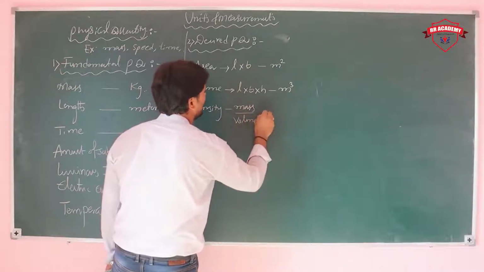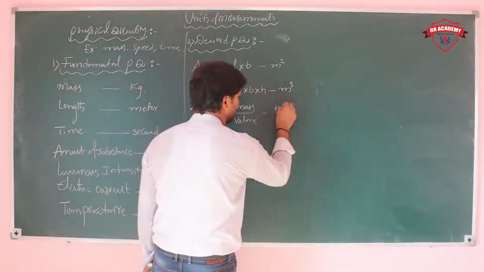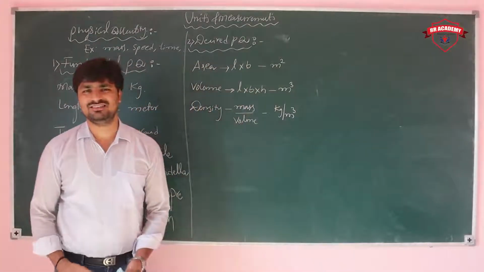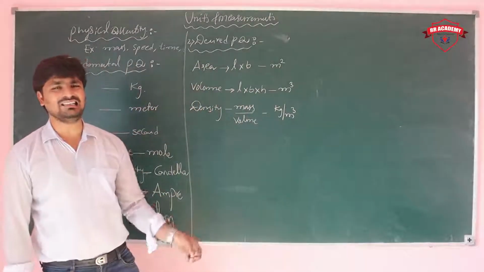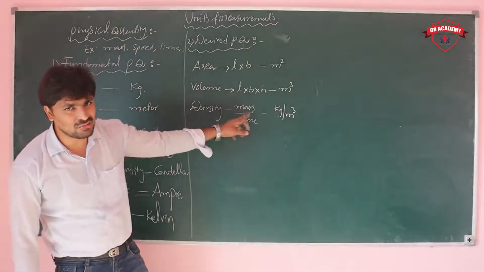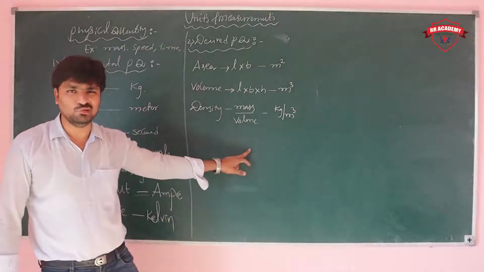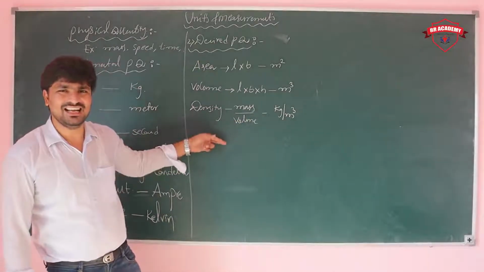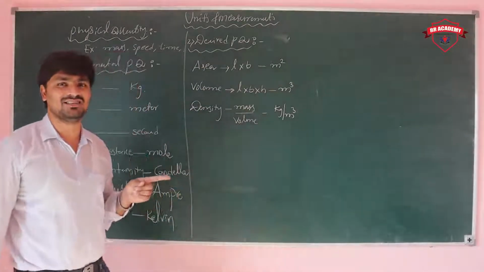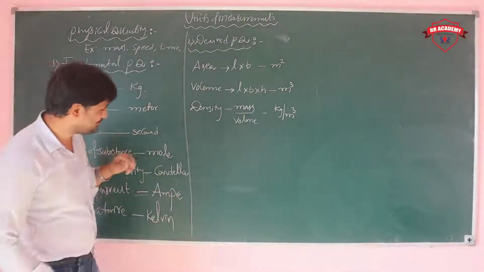Mass upon volume. Mass, kg. Volume, meter cube. Why are these called derived? See here, these depend on other quantities. For example, density. Density depends on mass and also volume. That's why density is a derived quantity. But mass is independent of any other. So that's why mass is a fundamental quantity, right?